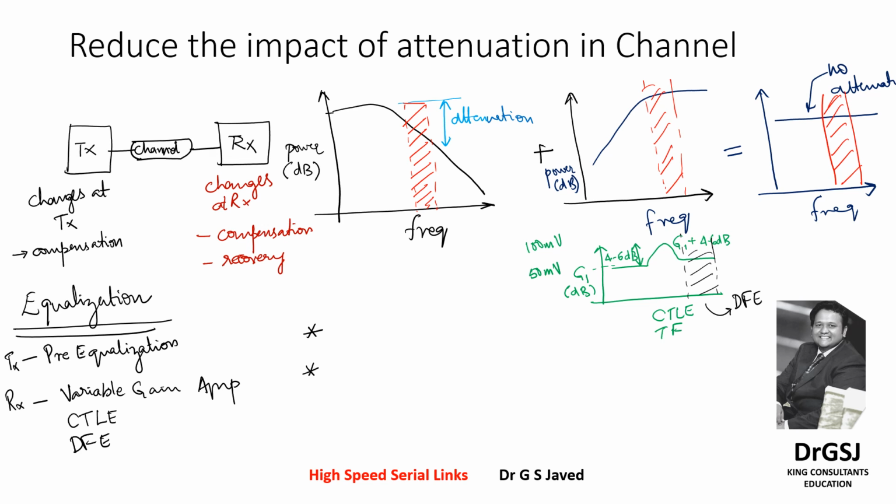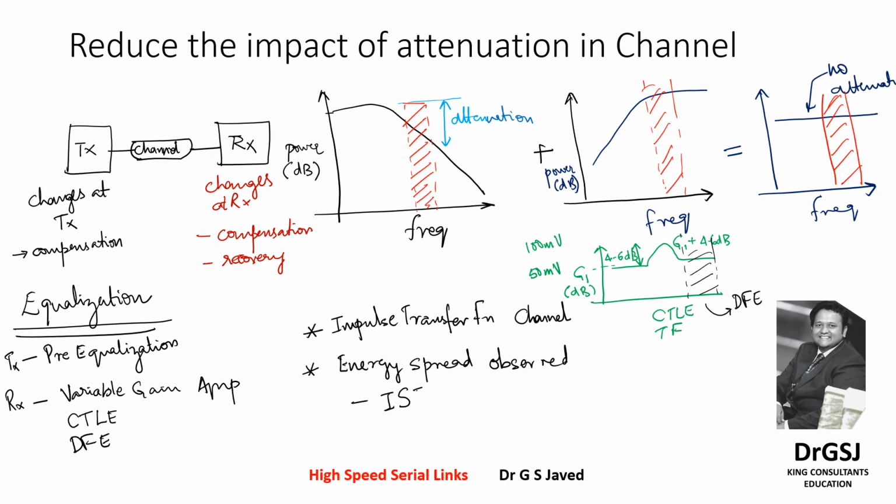First is, what is the impulse transfer function of the channel. Second, what is the energy spread observed between adjacent bits. This is called inter-symbol interference.